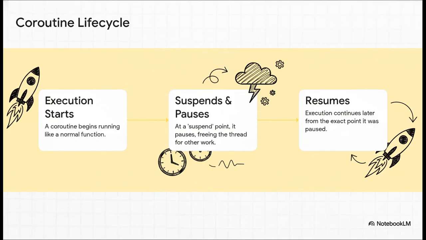So let's trace its life, okay? A coroutine kicks off, running just like any old function. But then, bam, it hits a suspend point. Maybe it's waiting for a network call to finish. And it just pauses. Now here's the really important part. It does not block the thread. That thread is now totally free to go do other useful work, which is a huge win for efficiency. Then, once that network call is done, the coroutine just wakes up and resumes exactly where it was paused.